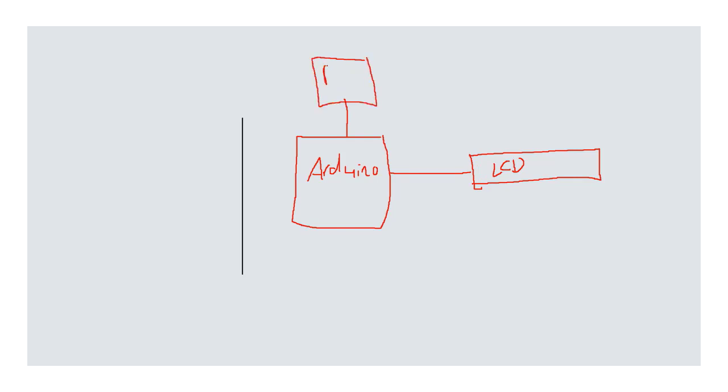Now this board, Arduino, will be connected to an LCD display, and it will be connected to an RTC, which is the time module that we are going to use to take the real data for time and date. Now, the reminder alarm is powered using a 5-volt supply.